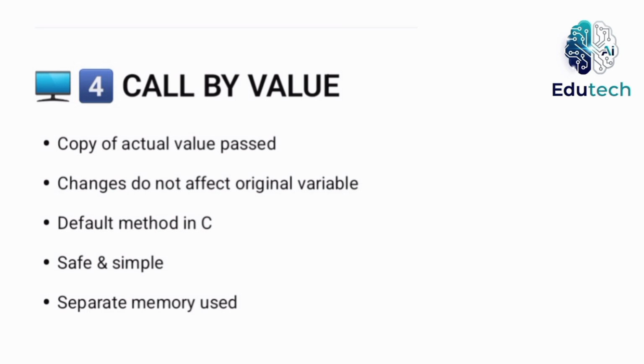Call by value is the default method used in C. It ensures that original data remains unchanged, making it safer in many cases. However, it does not allow modification of the original variables.